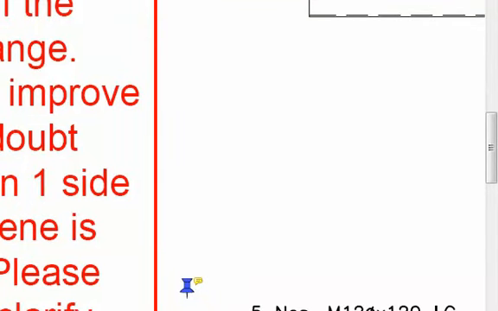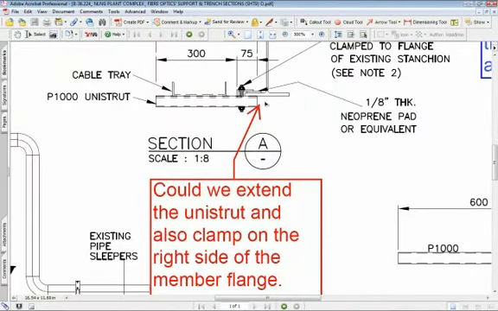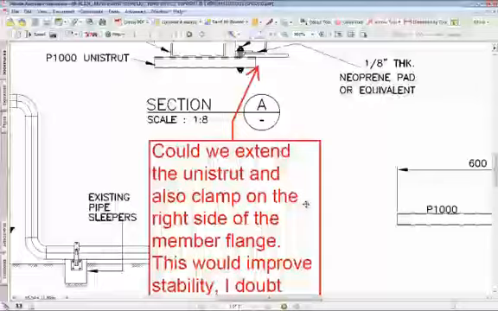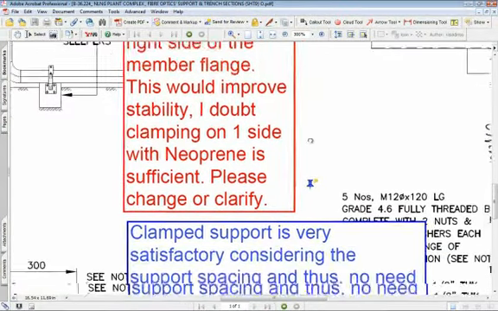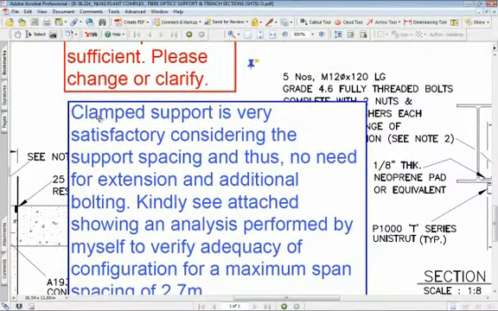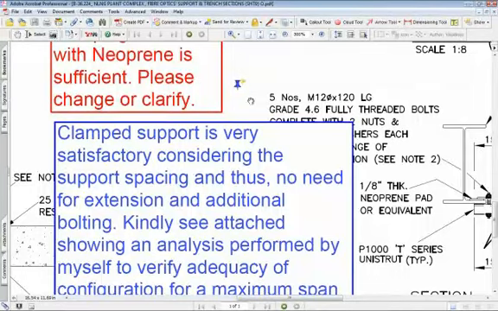The client is of the opinion that this will improve the stability of the cantilever, and doubts that clamping on only one side of the cantilever would prove that the bolt would not fail. We had to respond by carrying out a structural analysis. We responded by saying that the clamp support is very satisfactory considering the spacing of the cantilever, and we added weight to this explanation by carrying out a structural analysis.